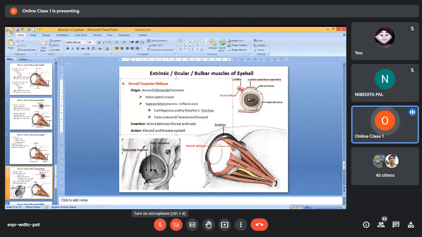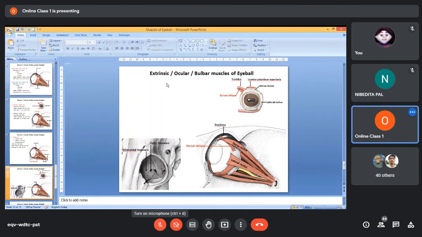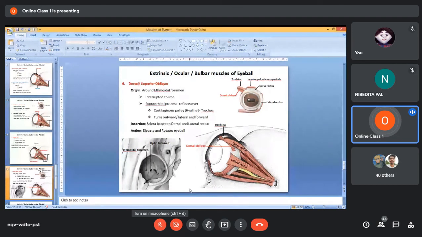Okay, so the point of insertion is where? The point of insertion is between the dorsal and lateral rectus. Okay, then what is the function? If this muscle contracts, what will happen? The eyeball will get elevated. That means it will turn a little upward, and also it will rotate. Okay, so it helps in elevation and also in the rotation of the eyeball.